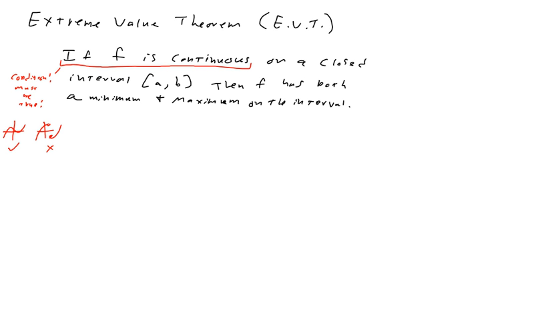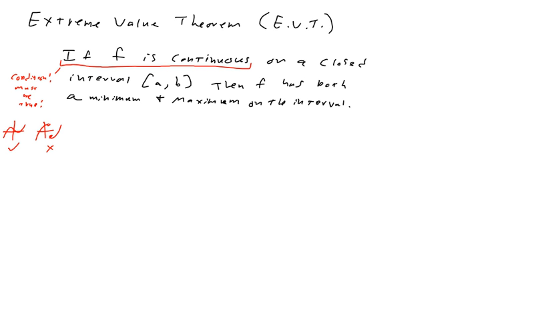If f is continuous on a closed interval, then f has both a minimum and a maximum on the interval. I mean, that sort of makes sense. Just an obvious thing that we state called the extreme value theorem. So we're going to find those maximums and minimums by doing some examples.